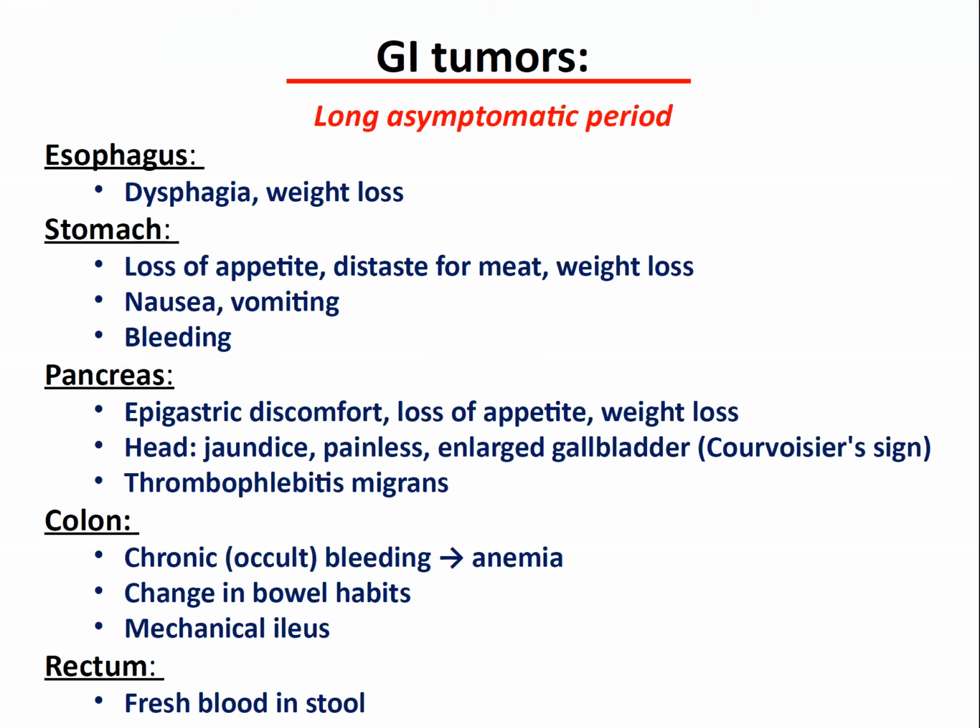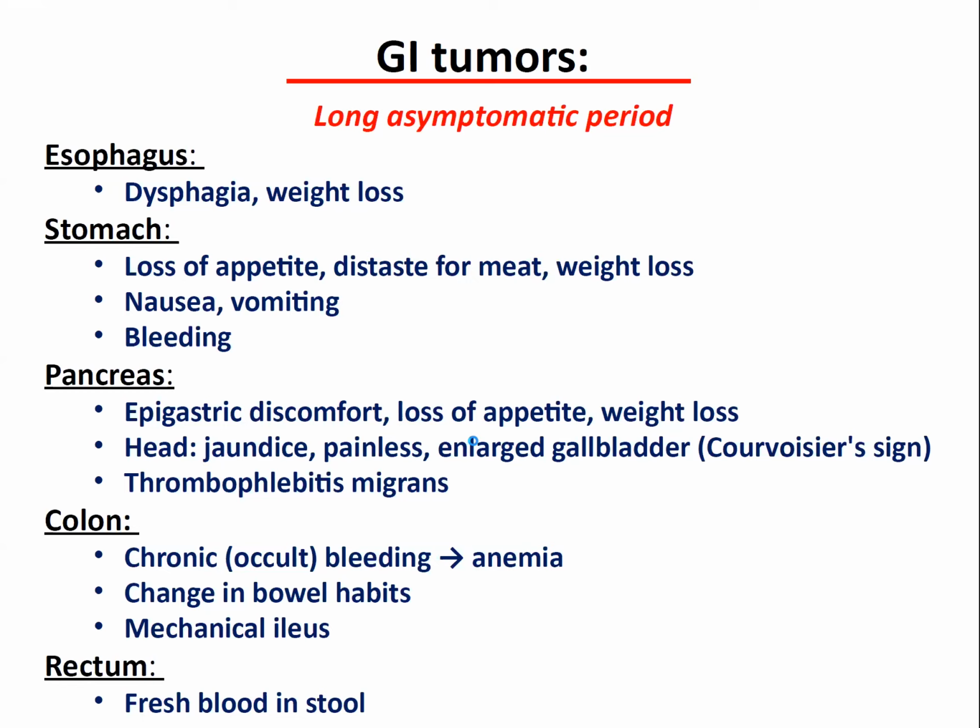The GI tumor is another important aspect of the GI tract, especially because of the long asymptomatic period before it manifests. In the esophagus, it is usually associated with dysphagia or weight loss. If you have this tumor in the stomach, there is loss of appetite, distaste for meat, weight loss, nausea, vomiting, and bleeding. In the pancreas, epigastric discomfort, loss of appetite, weight loss.